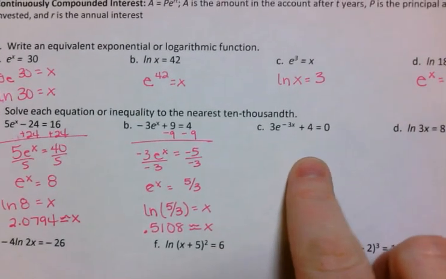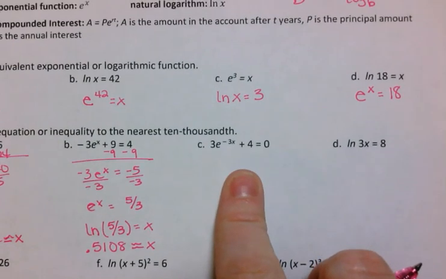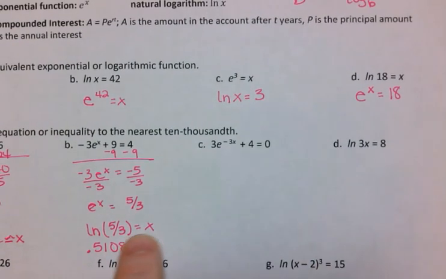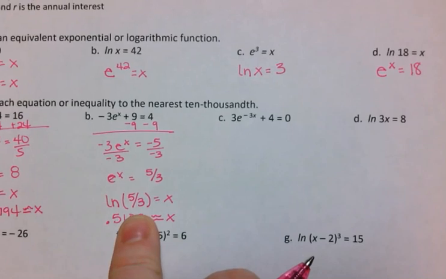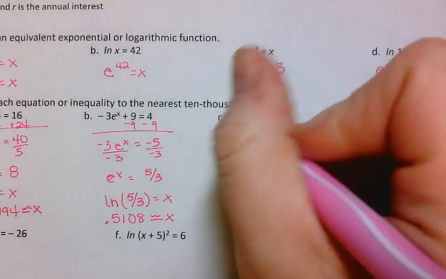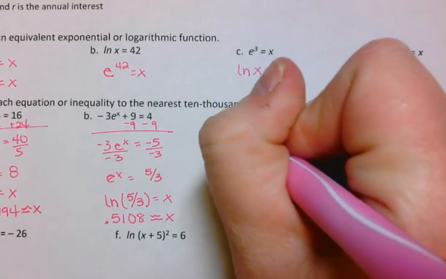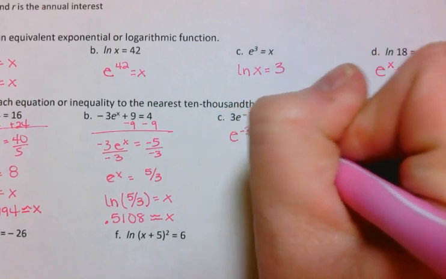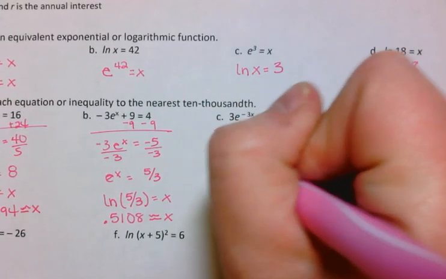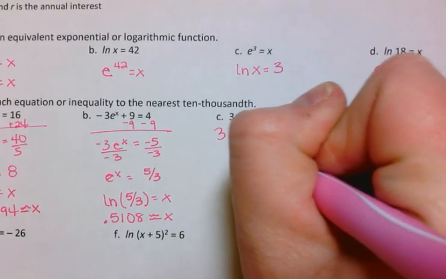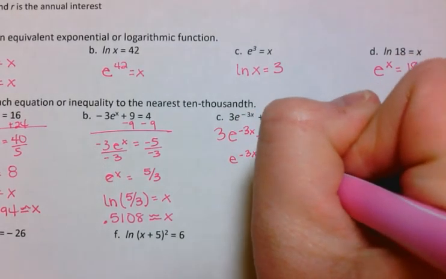C is the same, so I'm not going to do it. You would just, instead of just doing the natural log, after you get the natural log, you would divide by -3. So the setup, I will write that out. e to the -3x equals -4. There's a 3 in front. e to the -3x equals -4/3.